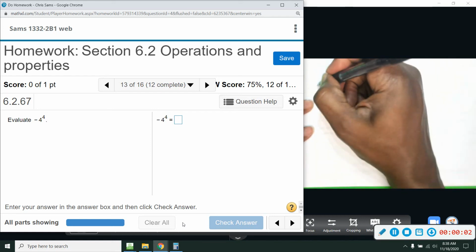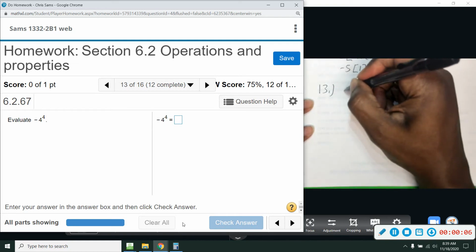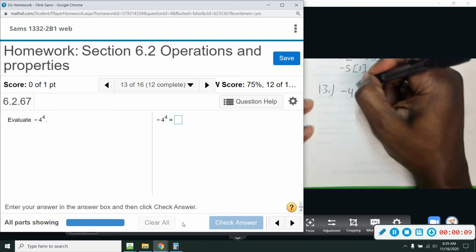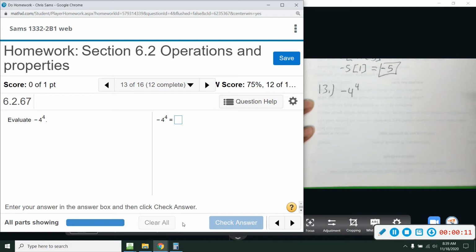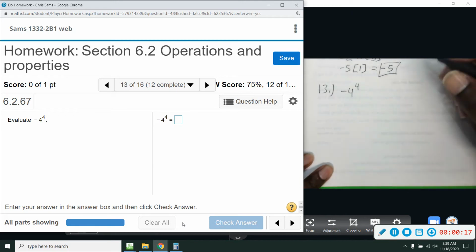All right, number 13, we have -4 raised to the 4th. Now, you need to be careful when you're raising things to a power based on the way they're written. All right, so here's a side note.